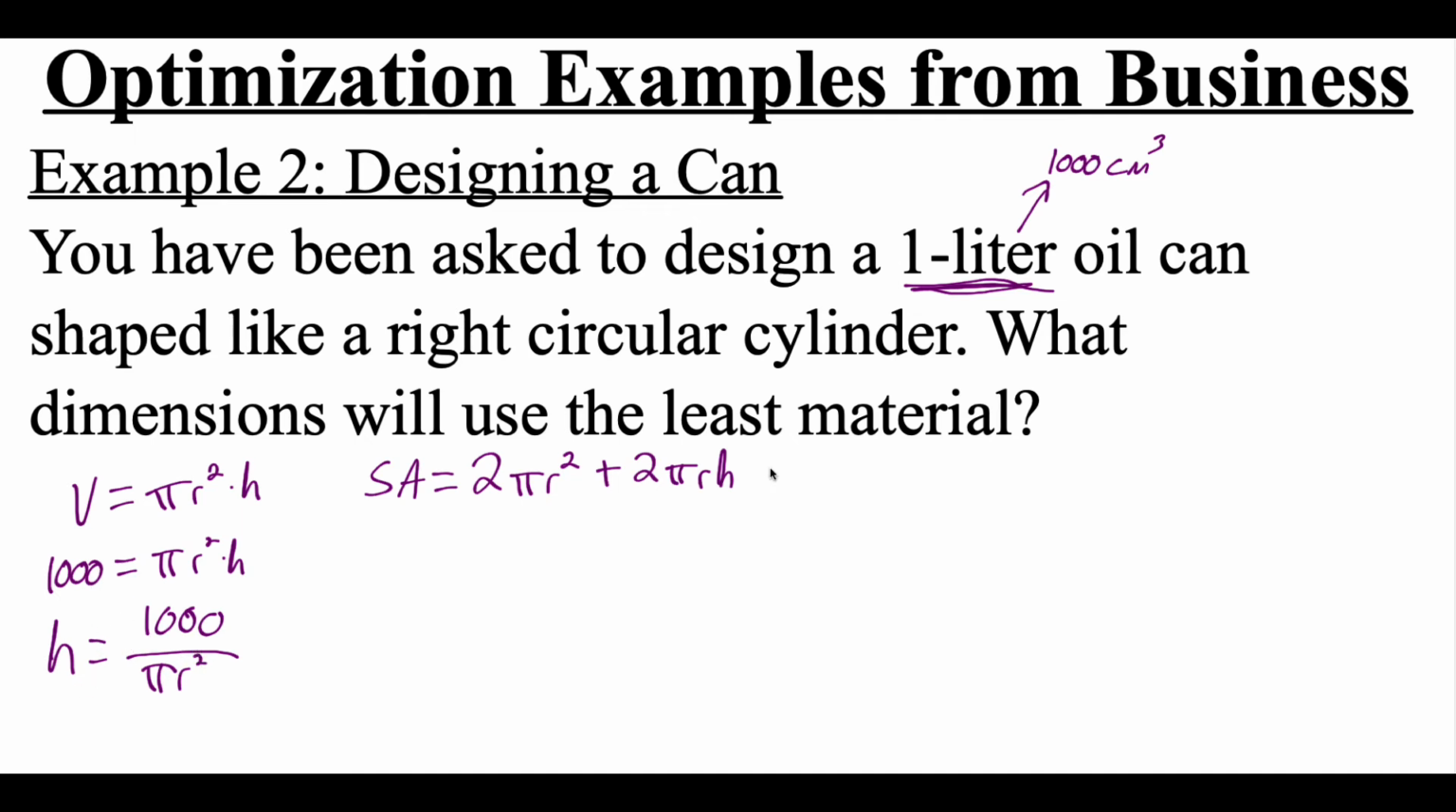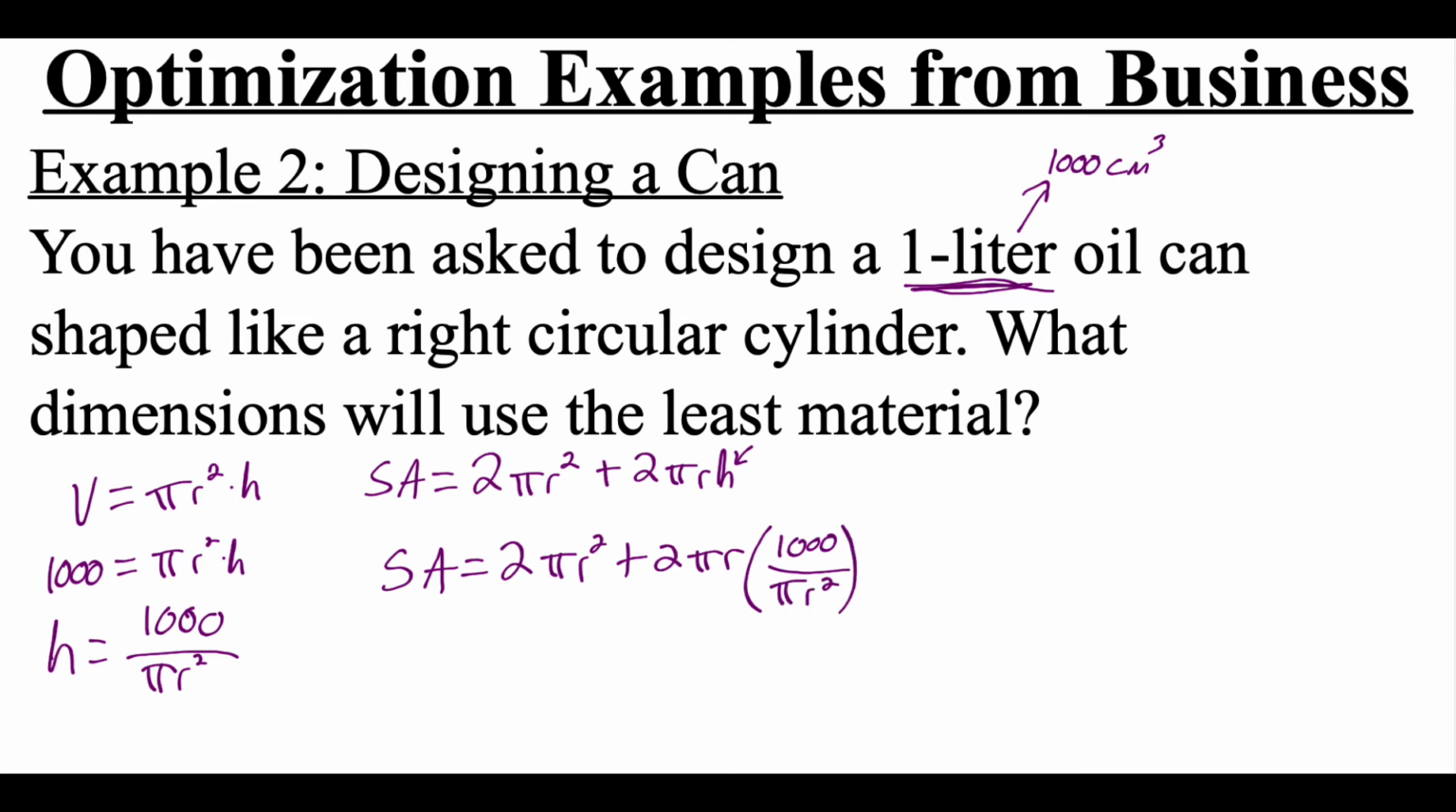And then what I can do with that is in my surface area formula, I can plug that in for the H in here. So then my surface area formula is going to say 2 pi R squared plus 2 times pi times R times 1000 over pi R squared.